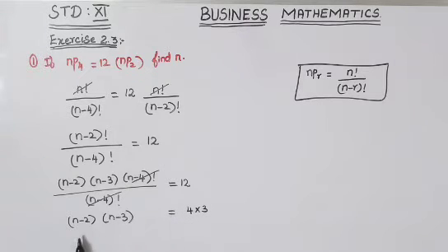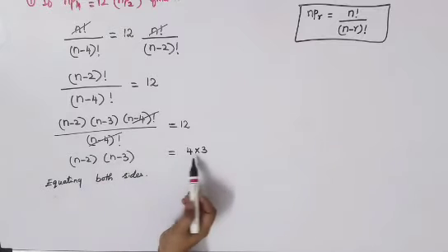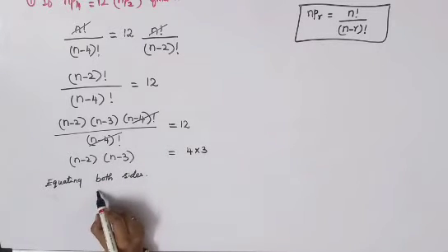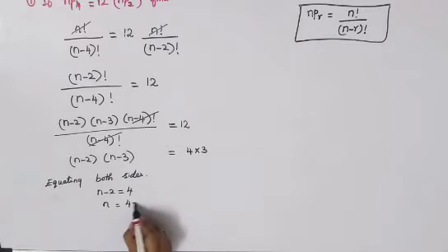Now equating both the sides. Since a bracket is there, it means multiplication. This side also we have got multiplication. So you can equate both the sides. So it is n minus 2 is equal to 4. Therefore n is equal to 4. Take this minus 2 towards your right hand side, so it will become plus 2, which is equal to 6. So n is equal to 6.